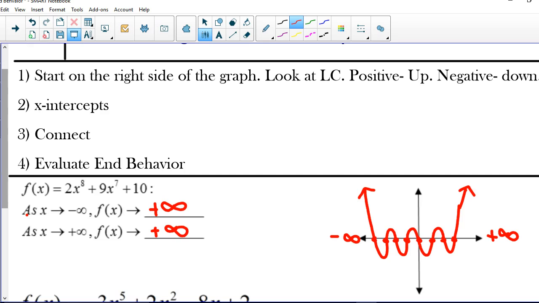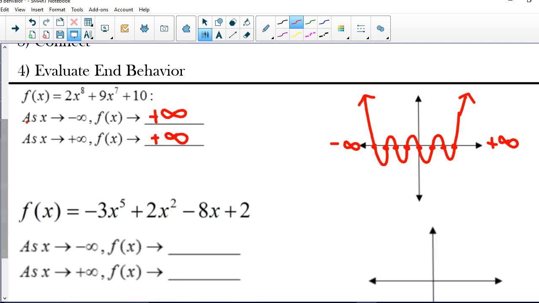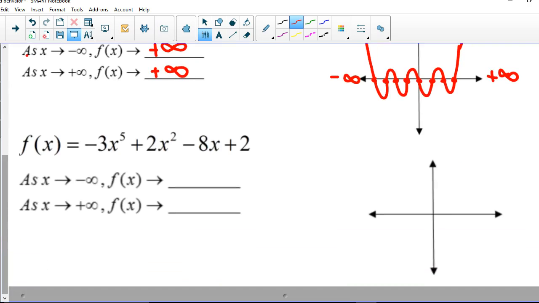Okay, I'm going to walk around. I want you to try the next one on your own. So you're going to do the negative 3x to the 5th power. Step 1. Look at that leading coefficient. I'm going to walk around and check it when you're done.